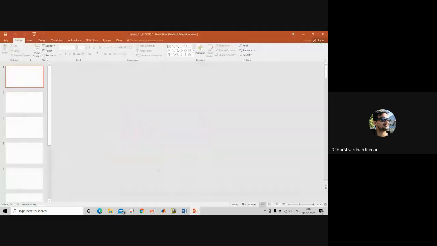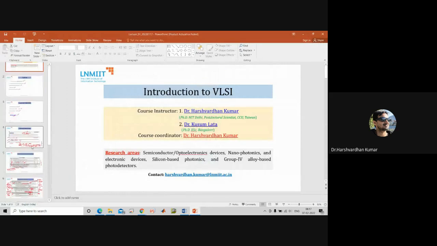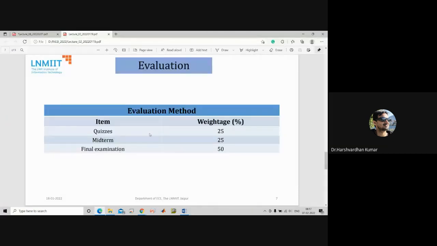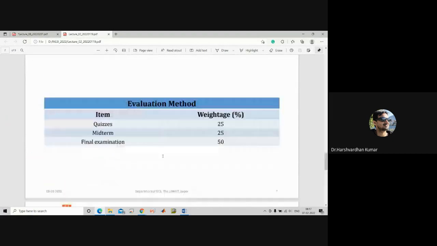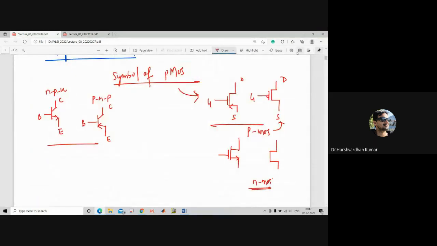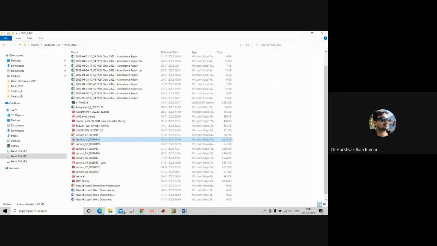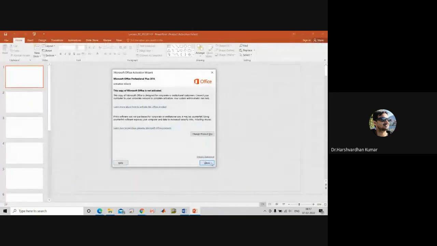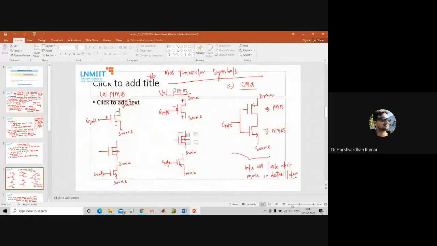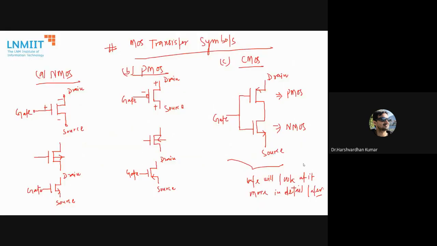Where is the first lecture? Okay, wait, lecture 2. Where is lecture 2? Ah, this is the symbol. You can see here. Right? You can remember now?